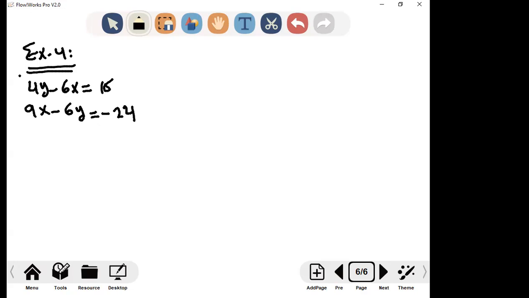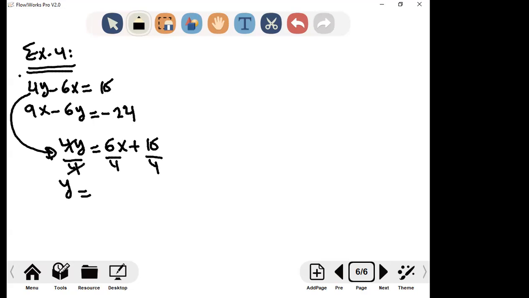Got it? Done? To know, I need to determine the slope and the y-intercept, to see parallel, not parallel, same line, different lines, whatever, right? So let's start with the first equation here. Prepare it to be in slope-intercept form, right? So here shift the negative 6x. It will be 4y equals 6x plus 16, right? Divide by 4, divide by 4, divide by 4. y will be 6 over 4, which is 1.5, right?